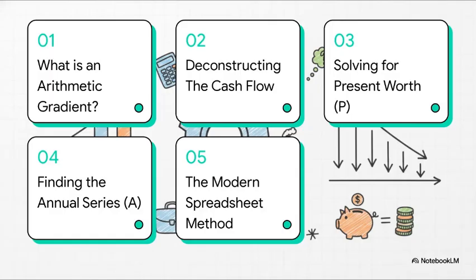All right, so here's the game plan for today. First, we'll nail down what an arithmetic gradient actually is. Then, and this is the most important part, we'll learn how to deconstruct the cash flow. After that, we'll jump into the math, solving for present worth and the annual series. And to wrap it all up, we'll look at the modern way to do it, with a spreadsheet.